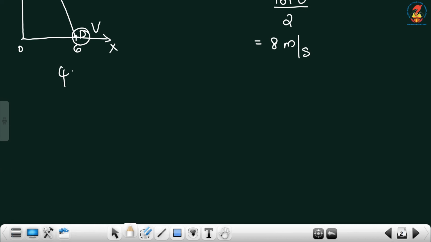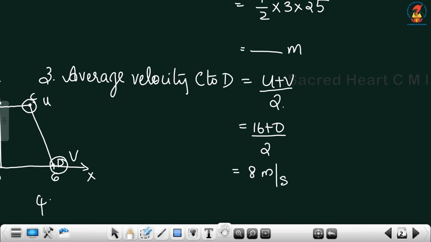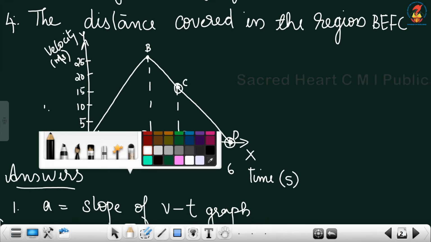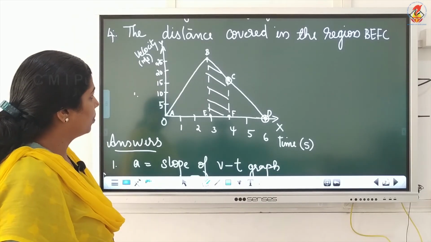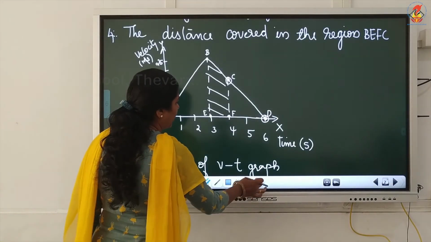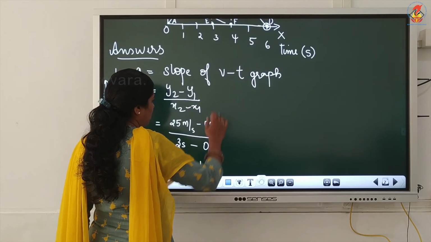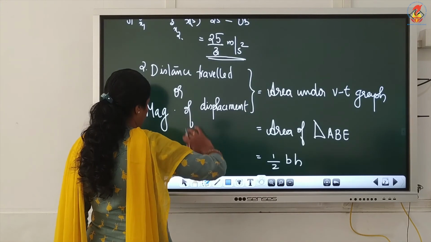What is the distance covered by the region BEFC? That is this shaded region, BEFC. So, what is the shape? That is of a trapezium. So, you will find the area of the trapezium, then you will get the answer.